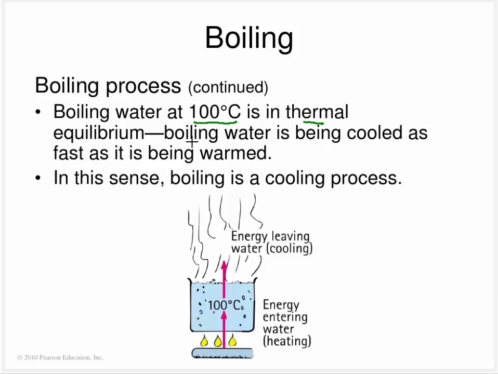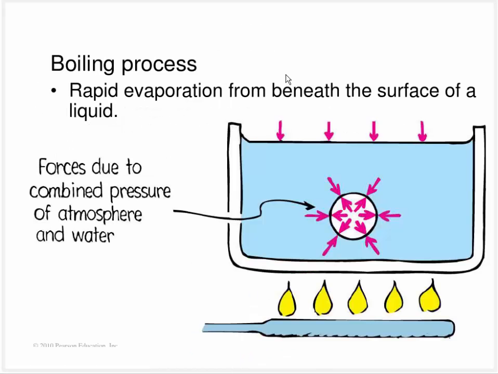And as the water boils, it's evaporating, and so the boiling water is pretty much being cooled as fast as it's being heated up. So here we have energy leaving the water, cooling. Again, this is going to be evaporation, and we're adding energy to the water through the heating element. So it's kind of funny to think about it, but boiling is actually a cooling process as the water is trying to remain at 100 degrees Celsius.